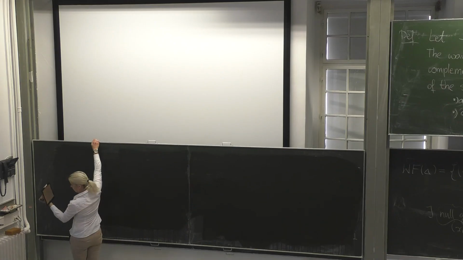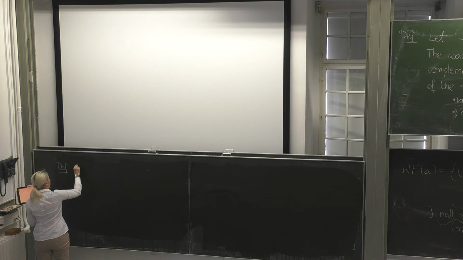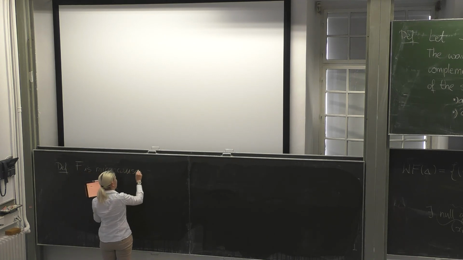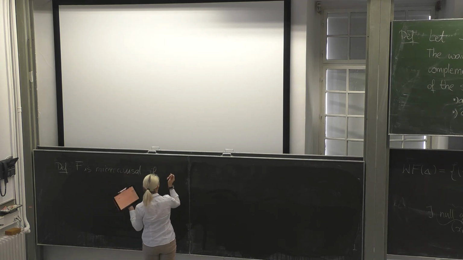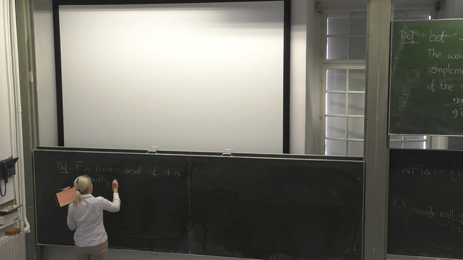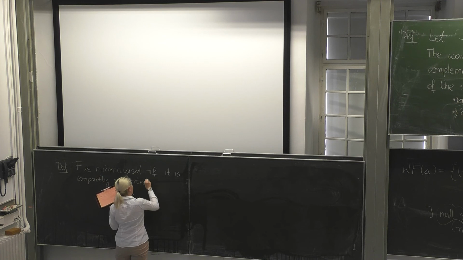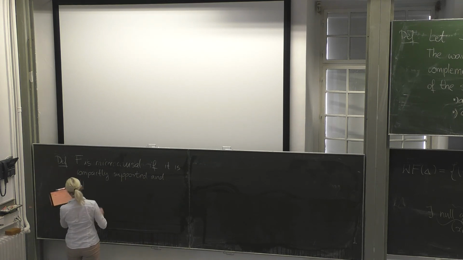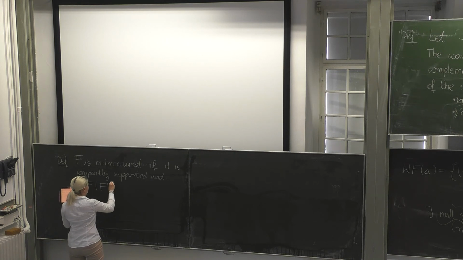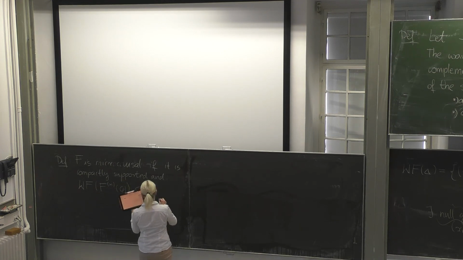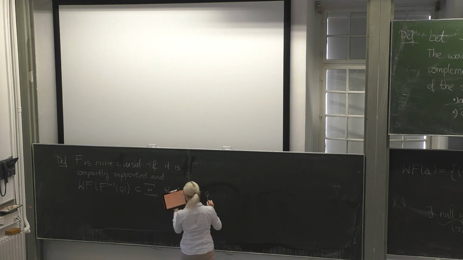Definition: F is microcausal if it is compactly supported, I'm always assuming that, and there is a condition on the singularity structure of its derivatives. So the wavefront set of each derivative has to be contained in some cone, which I'm going to define right now, for all n.